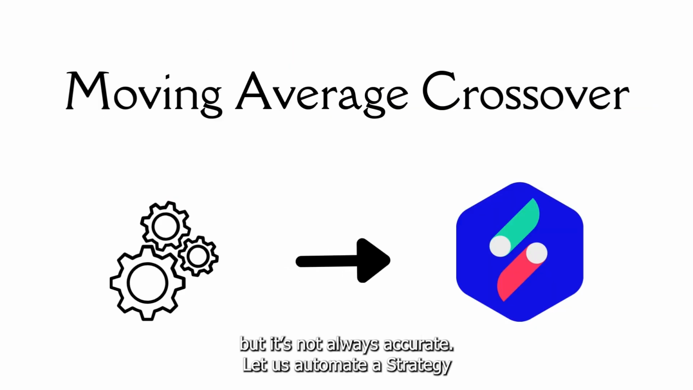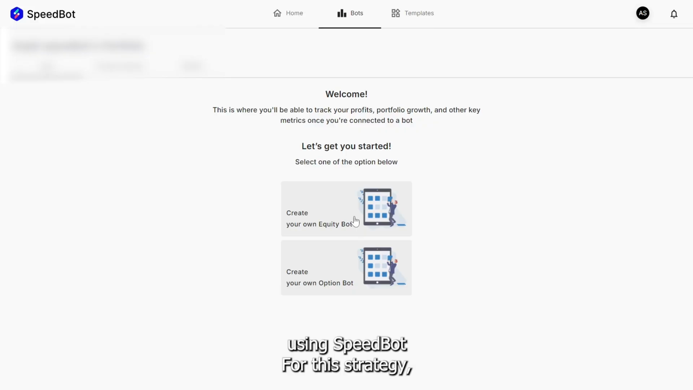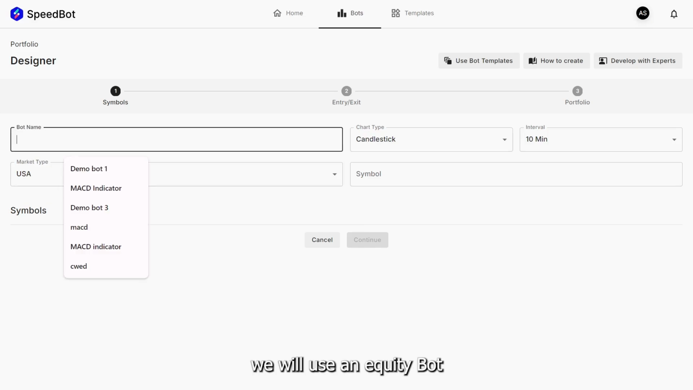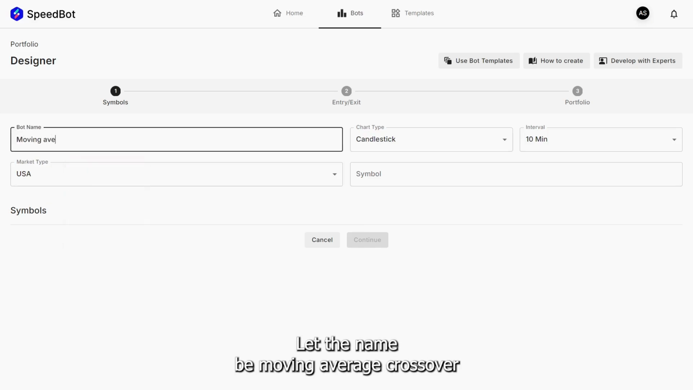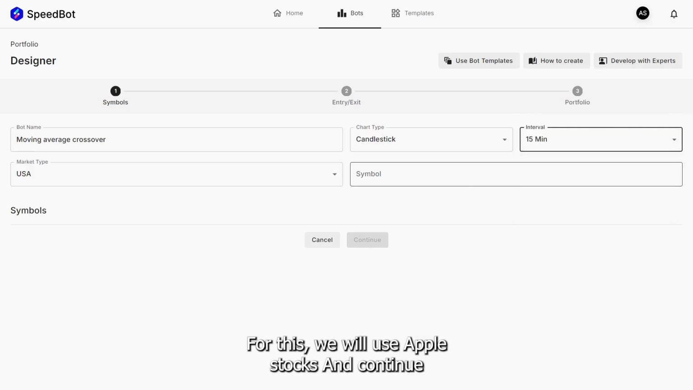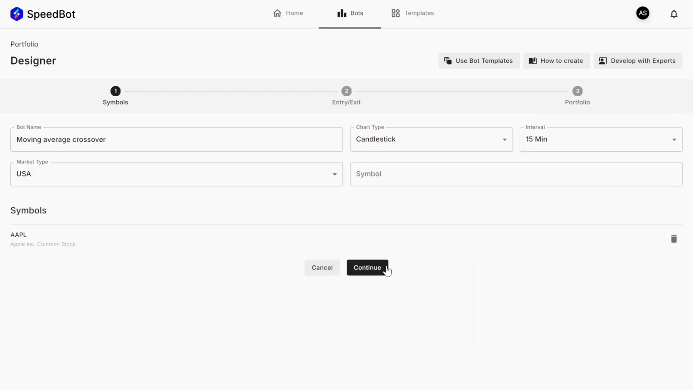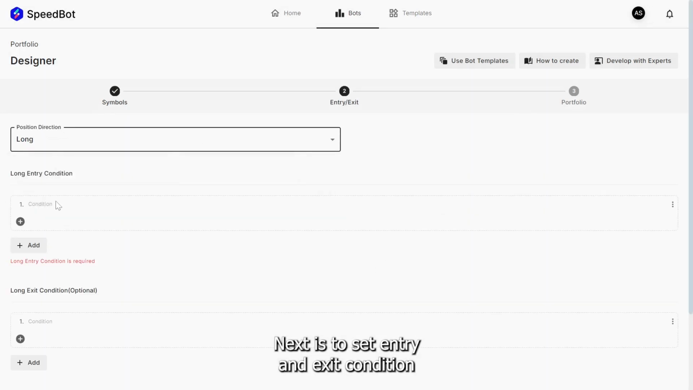Let us automate a strategy using SpeedBot. For this strategy, we will use an equity bot. Let the name be moving average crossover. The interval will be 15 minutes. For this, we will use Apple stocks. And continue. Next is to set entry and exit conditions.